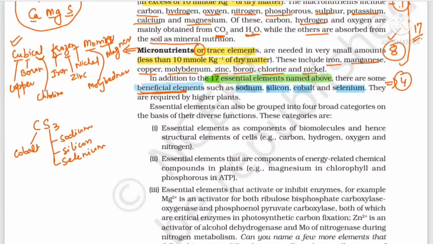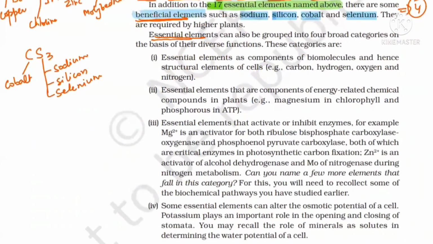Now, whatever essential elements we have identified, we can group them into 4 basic categories. 4 broad categories we can make, depending upon their diverse function. Number 1, it is a component of biomolecule. Biomolecule, I think you know: carbohydrate, fat, protein, nucleic acid. For them, the component is always carbon, hydrogen, oxygen, and nitrogen. So they are the component of biomolecule and hence they are structural elements of cell. If they ask you the question structural element, these 4.